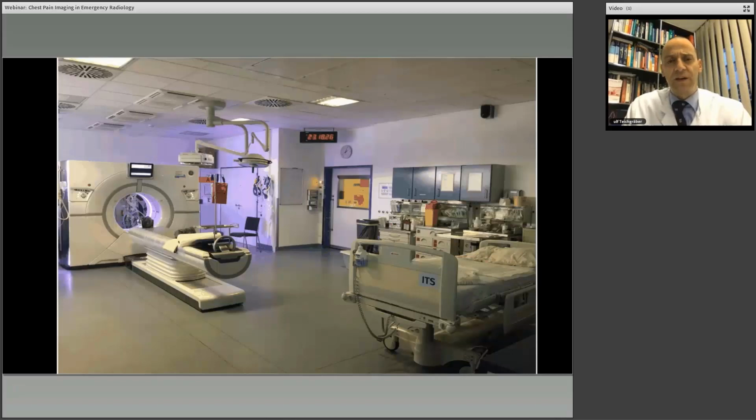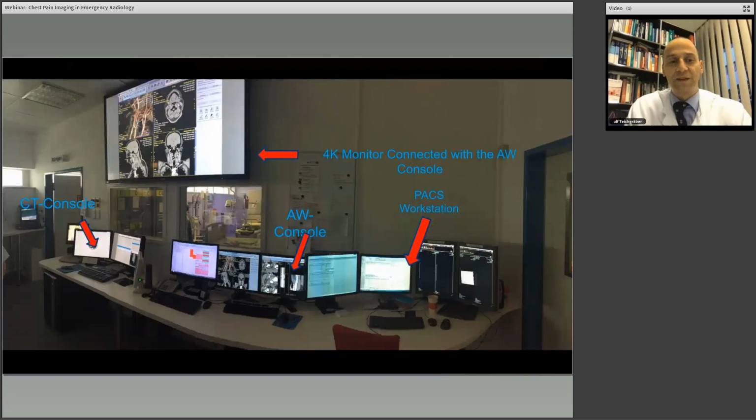So this is a view in our scanner room. It's quite a big room, probably a little bit different than most of your scanner rooms which you are used to. But you always have to consider, this is also our trauma room. We need the place for our patients in the trauma setting, and this one we then also adapted for our cardiac emergencies.